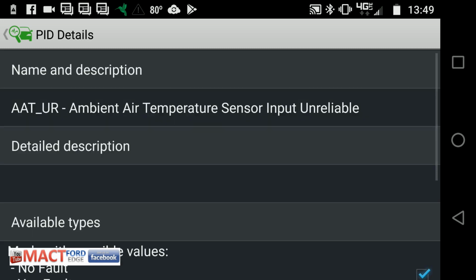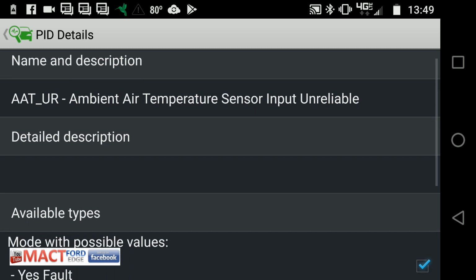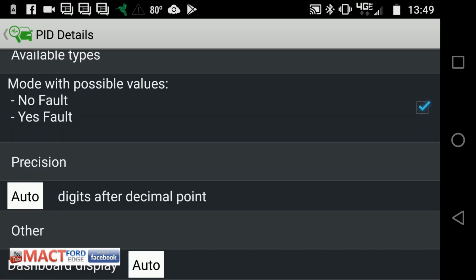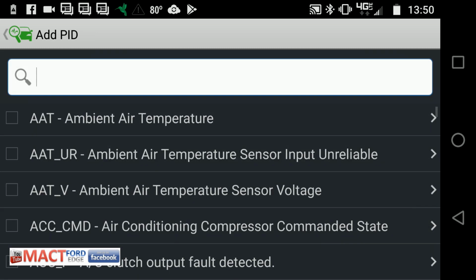Ambient air temperature sensor input unreliable, AAT underscore UR. Again, we have the mode, which is a no for a fault and a yes for a fault. Essentially there's nothing you'd want to monitor here, because all it's telling you is whether it's switched on or switched off if there is a problem. So not much you can learn from this one.